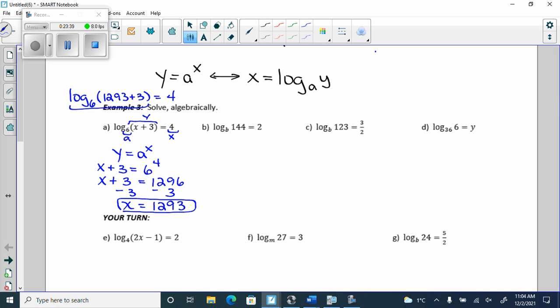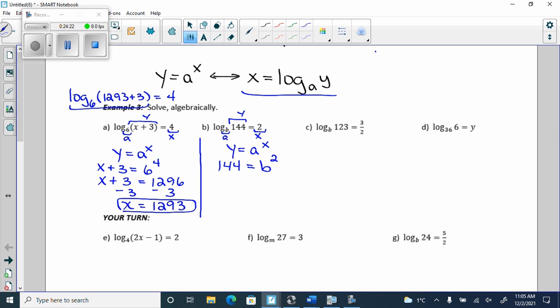B. What am I going to do? It is a log, and the variable's in the base. When the variable's in the base, I have to convert it to exponential. I have to convert to exponential every single time. So this is x. It's by itself, and I'm using the log one because there's the word log in it. Beside log is a. Beside that is y. So I get y equals a to the x. And y is 144. a is b. x is 2.